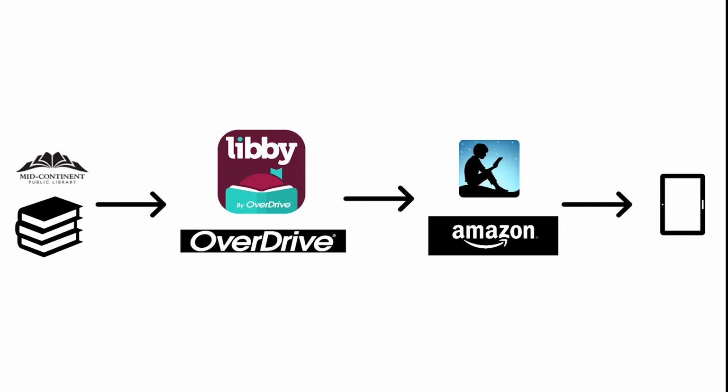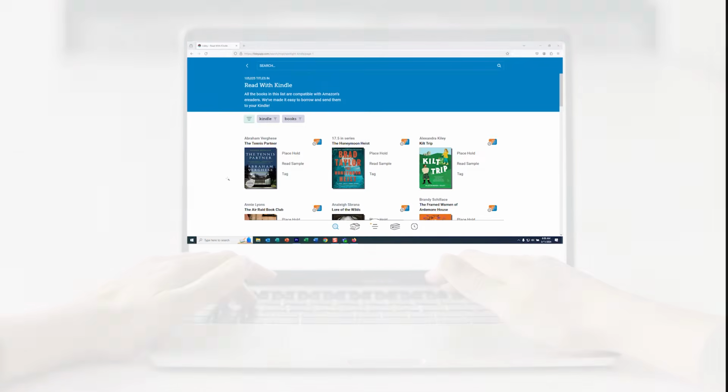Once we have done that, we are going to need to go through our Amazon account to make sure that the books get sent to our Kindle. So we have this multi-step process to make this work.